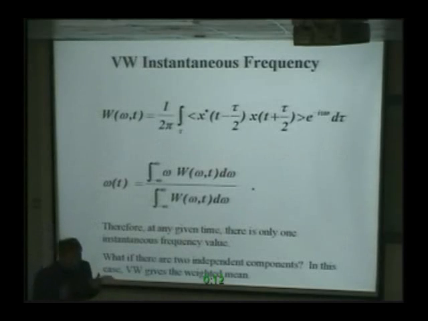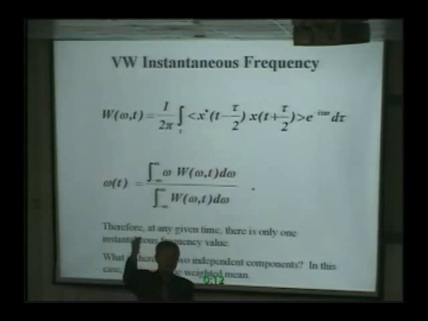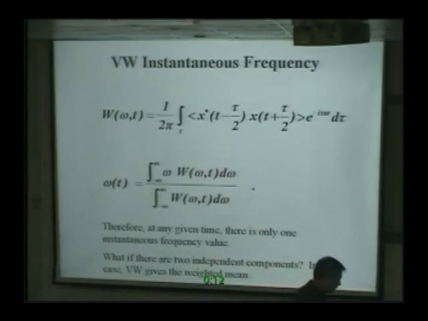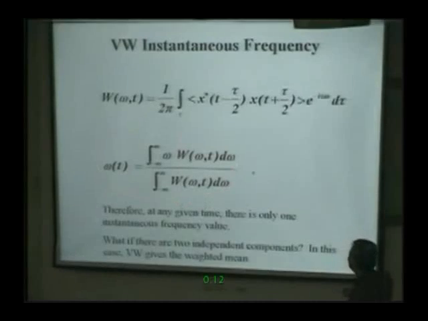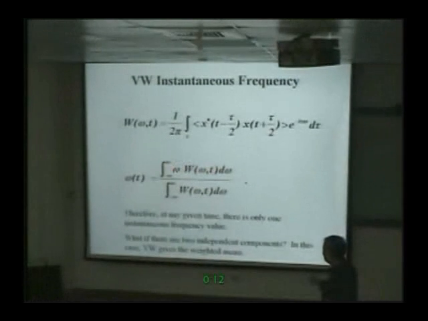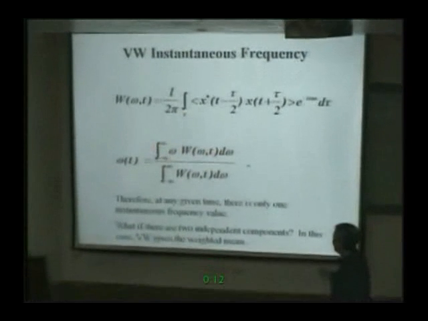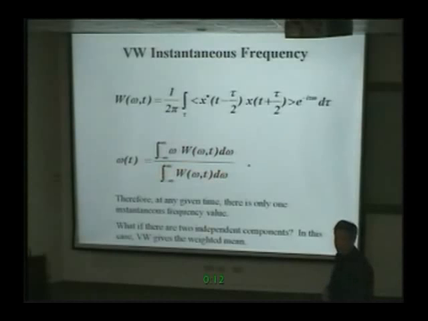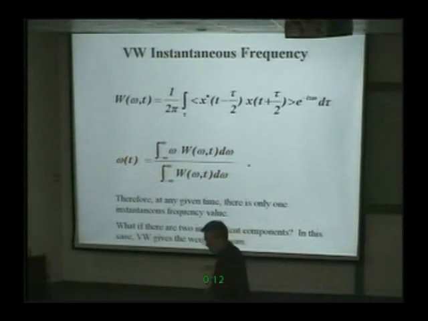Now, how to define frequency? Because at each time you actually have a full spectrum, in that case you will not be able to define instantaneous frequency. So Wigner-Ville defines instantaneous frequency by this moment method. This is the Wigner-Ville as a function of t. It multiplies by frequency, gets the first moment, and divides it by the zeroth moment. That's how they define instantaneous frequency.